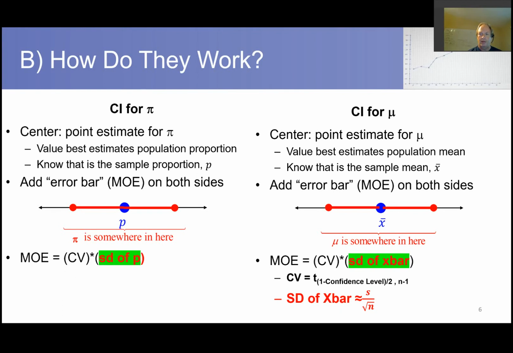Exactly the same way for the population proportion, the margin of error will be equal to the critical value times the standard deviation of the estimator, which in this case is the sample percentage. Notice that the critical value is exactly the same. The critical value has nothing to do with the estimator. It depends only on the sample size and the confidence level, which is the same no matter whether I'm looking at a population mean or a population percentage.